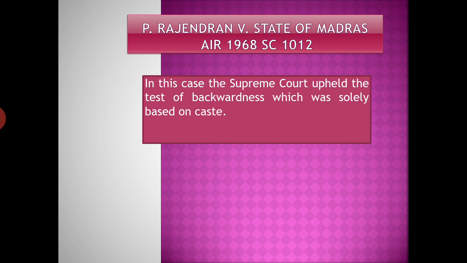In P. Rajendran versus State of Madras, the Supreme Court upheld the test of backwardness which was solely based on caste. The court observed that it must not be forgotten that a caste is also a class of citizens, and if the caste as a whole is socially and educationally backward, reservation can be made in favor of such a caste on the ground that it is a socially and educationally backward class of citizens within the meaning of Article 15 Clause 4.